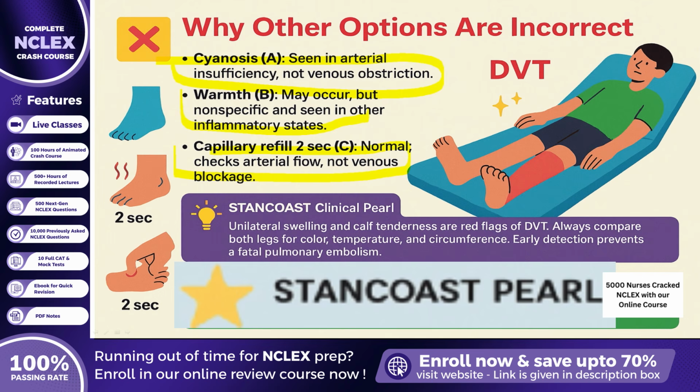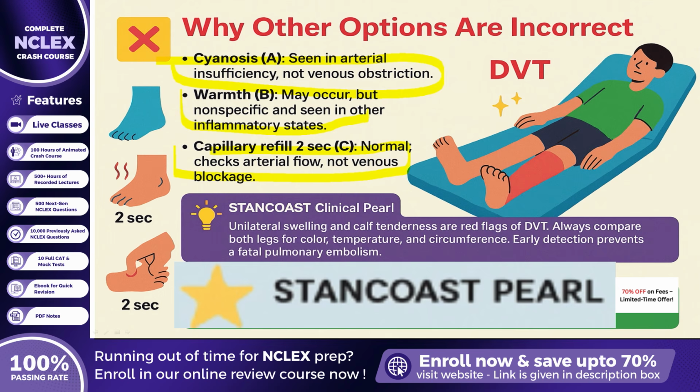Finally, Option D, noting swelling of the lower affected leg, is the correct and most diagnostic finding. This localized swelling directly reflects venous obstruction and fluid extravasation caused by the clot, making it the hallmark indicator of DVT in clinical assessment. Transitioning to the Stand-Coast Clinical Pearl, remember this vital nursing insight.